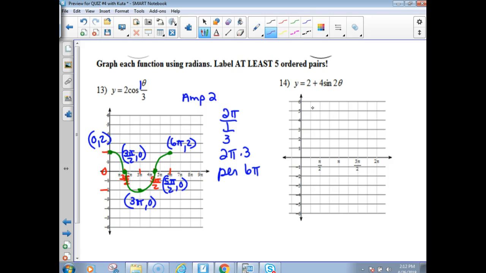Number 14. And this one has a center line or a vertical change of up 2. So that means y equals 2 is your center line.